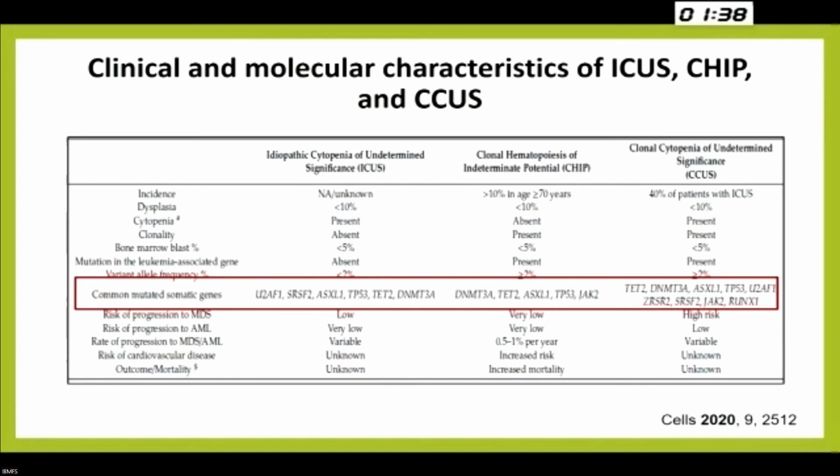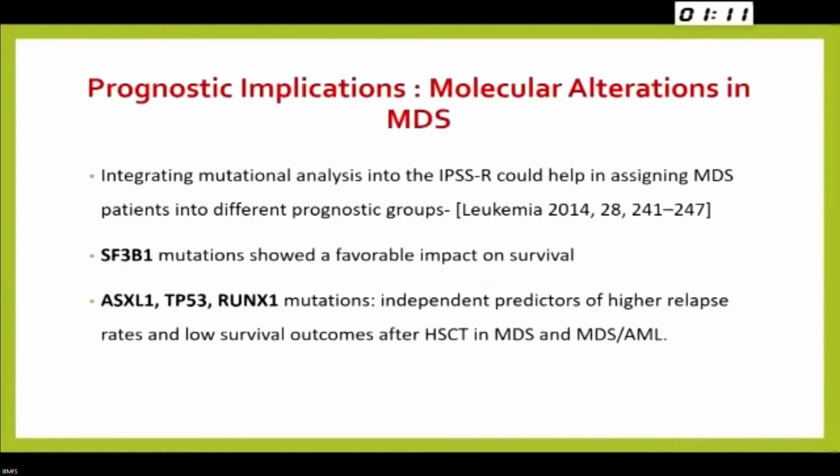So this is the clinical and molecular characteristic of ICUS, CHIP, and CCUS. She has shown this slide, so I would not spend much time. This is a publication in Cell 2020. It says about the incidence of molecular mutations and the dysplasia, the cytopenias, and the clonality. And it has said that most of the mutations that I have described, these 5, 6, are the main incriminating mutations.